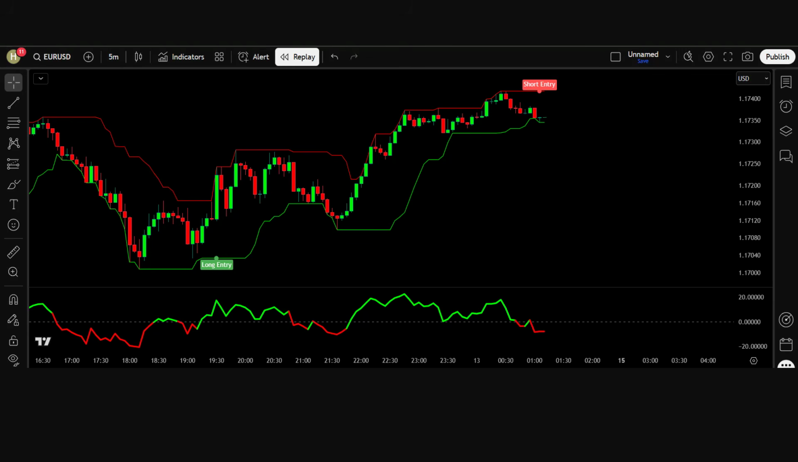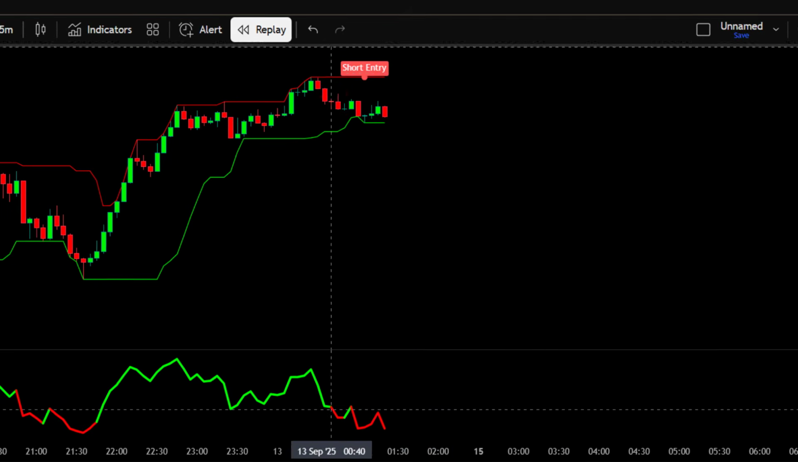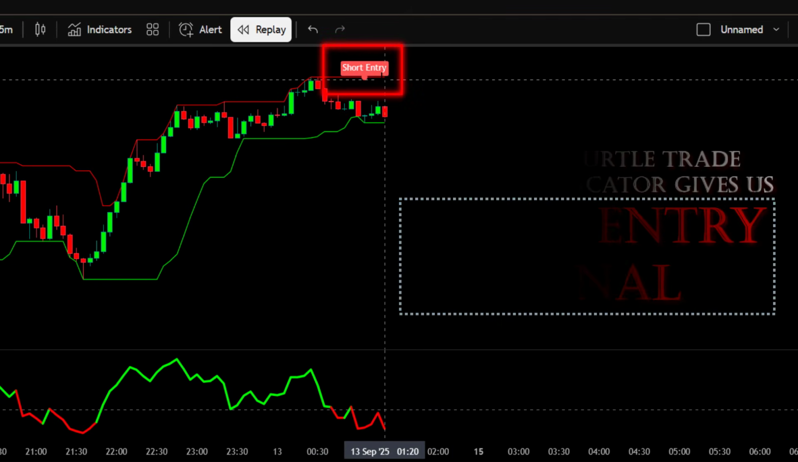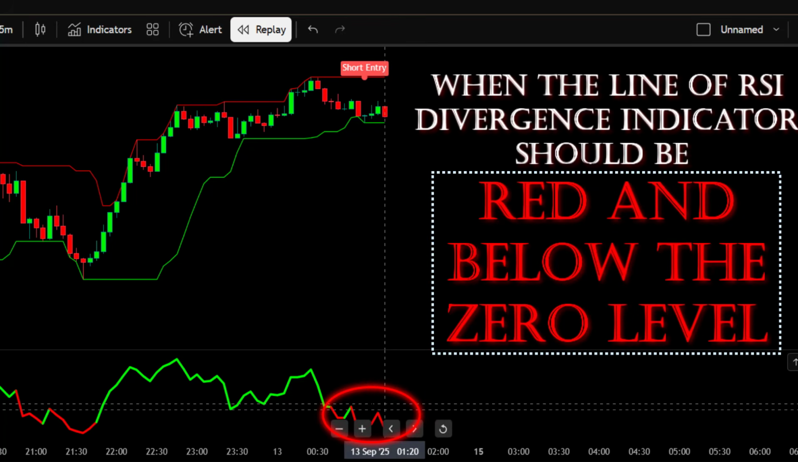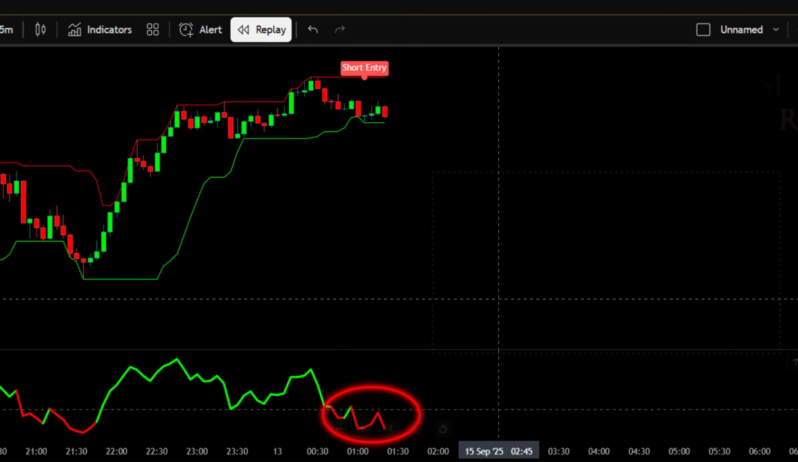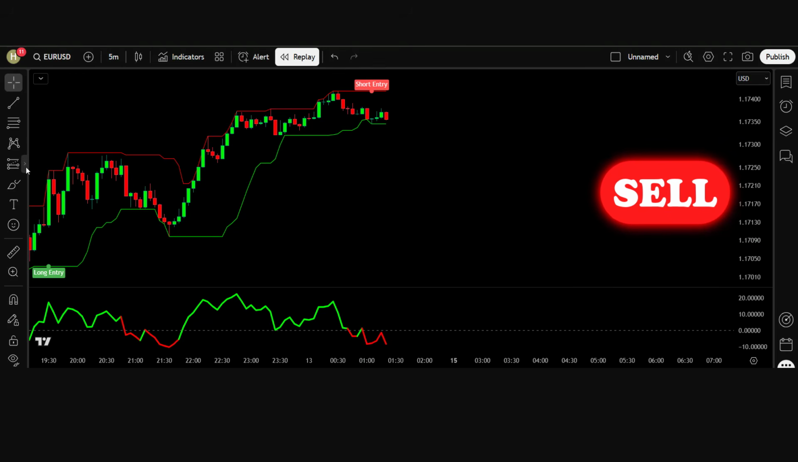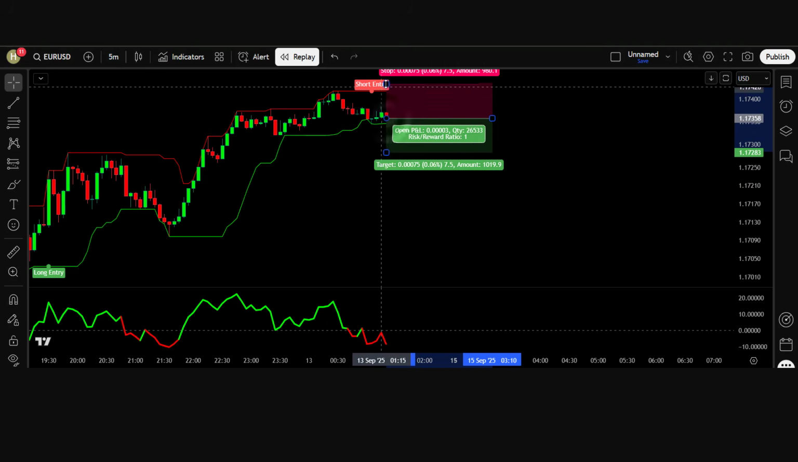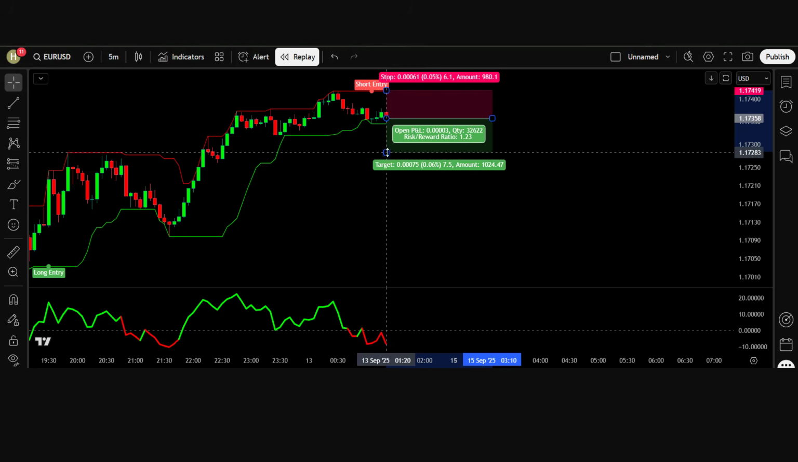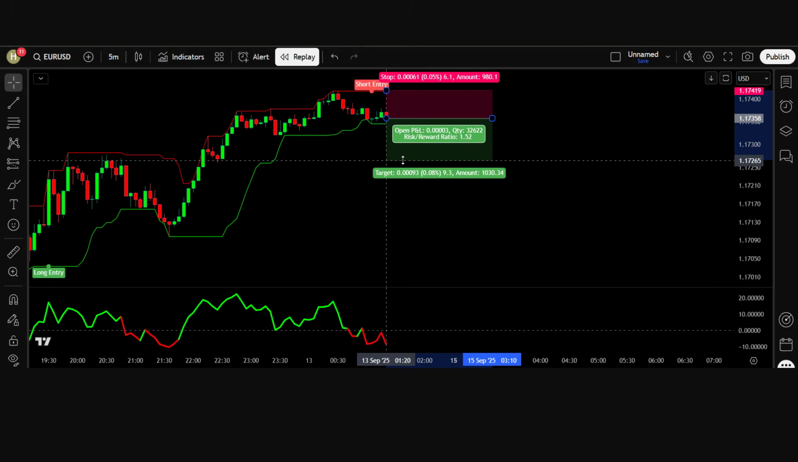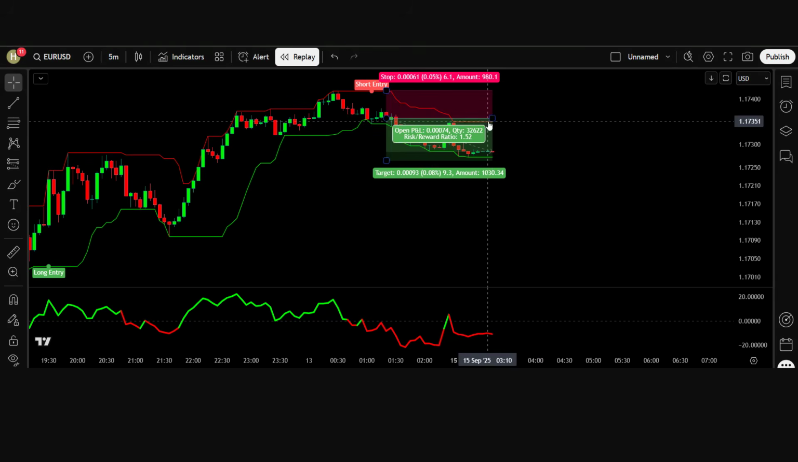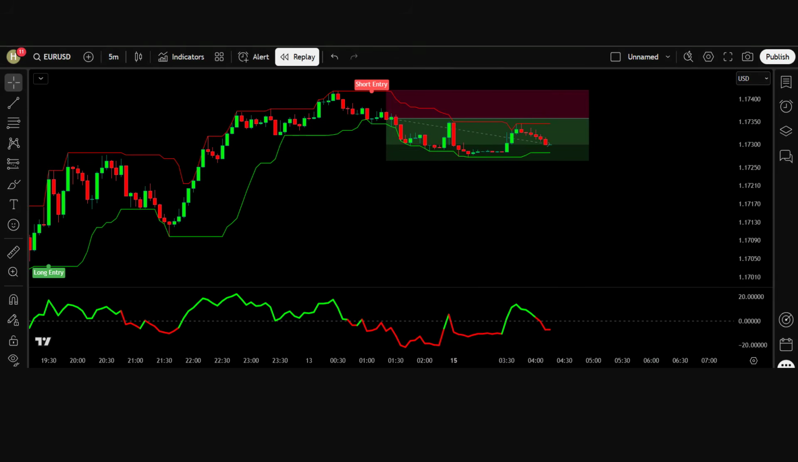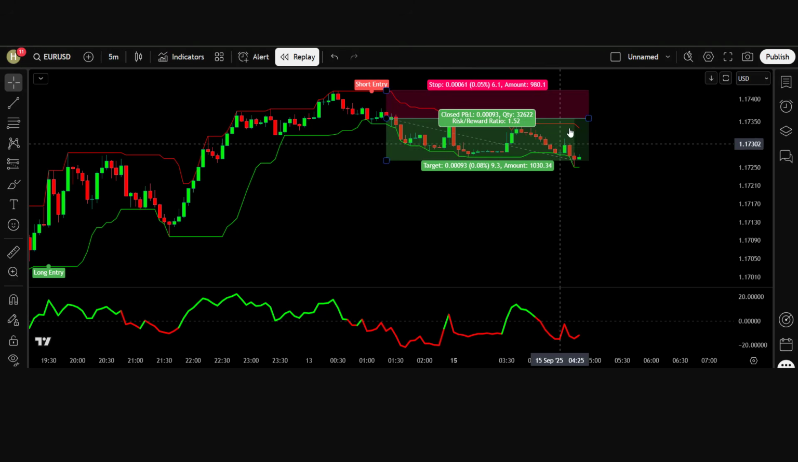Now, let's understand the concept where we will take buy and sell trades based on their conditions. When the turtle trade channels indicator gives a short entry signal, when the market has created a bearish candle, and when the line of RSI divergence indicator is red and below the 0 level, if this condition is fulfilled, then we will place a sell order. Place your stop loss at the upper line of turtle trade channels indicator, with a 1:1.5 risk-reward ratio. The market has completely hit the target.